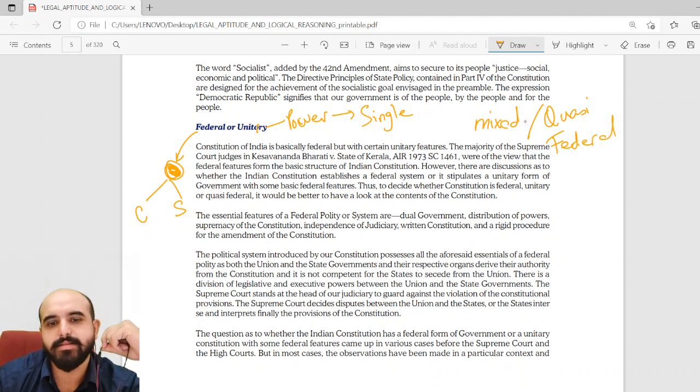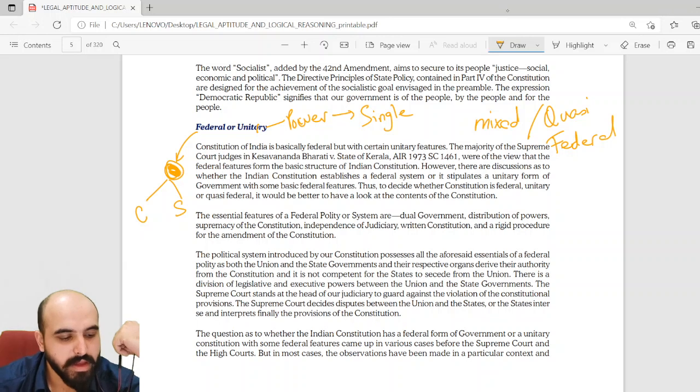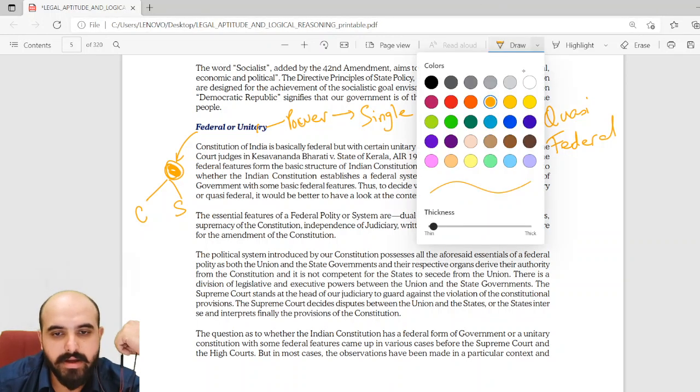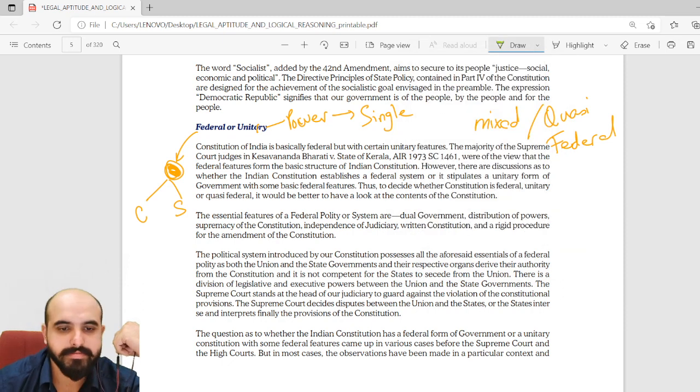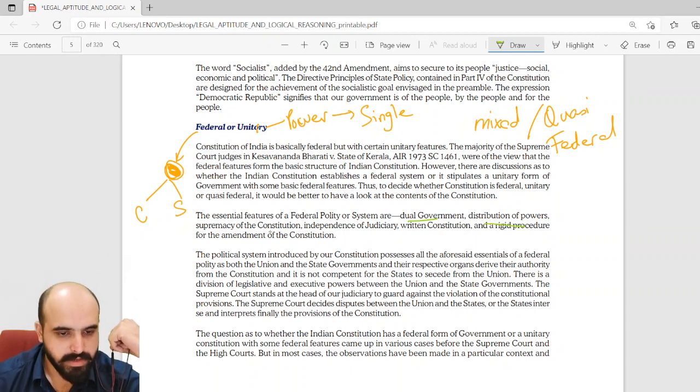India is quasi federal. Now, the constitution is basically federal but with certain unitary features. Okay, fine. So, how do we understand this? What are the features of our constitution? We have dual government. Yes, federal feature. The powers are distributed. The constitution is supreme. Agreed.